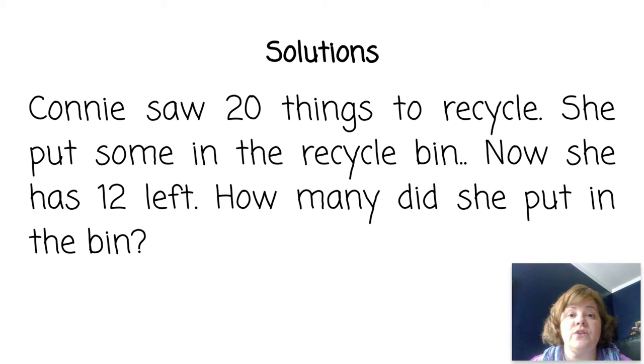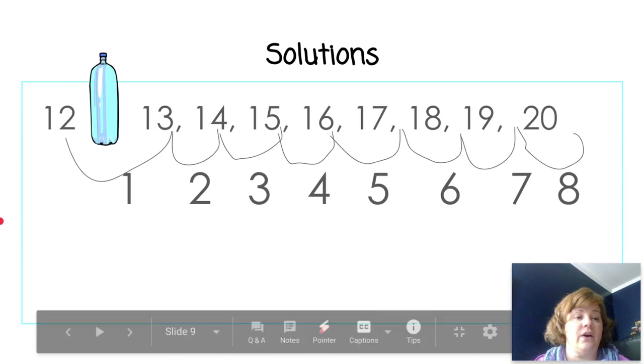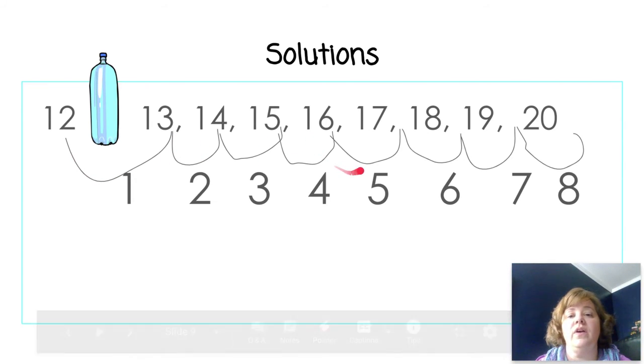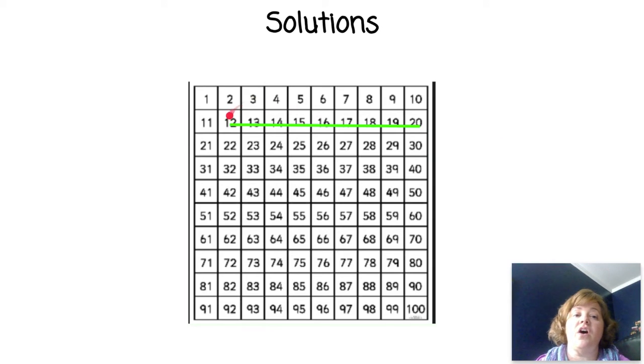Okay, let's see what solutions we can come up with. You could count on. She had 12 things left out of the 20. So we can count 1, 2, 3, 4, 5, 6, 7, 8 hops to get to 20. You could also hop on the number grid. 1, 2, 3, 4, 5, 6, 7, 8.